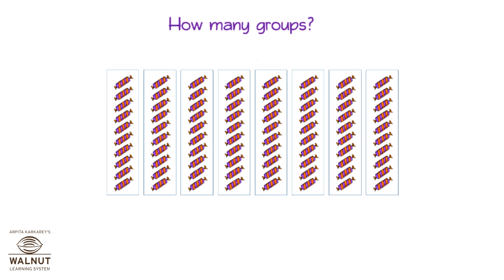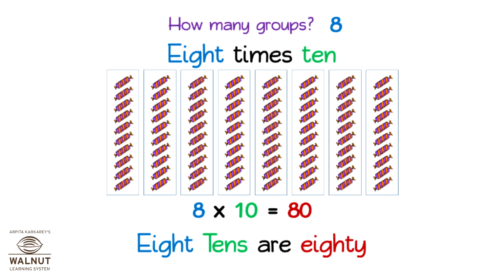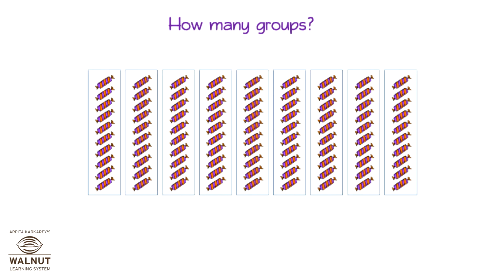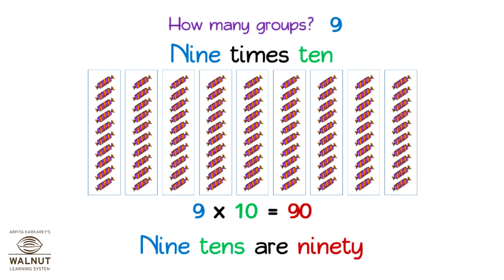How many groups do we have? 8. That is 8 times 10. We write it as 8 multiplied by 10, which is 80. We read it as 8 tens are 80. How many groups do we have? 9. That is 9 times 10. We write it as 9 multiplied by 10, which is 90. We read it as 9 tens are 90.